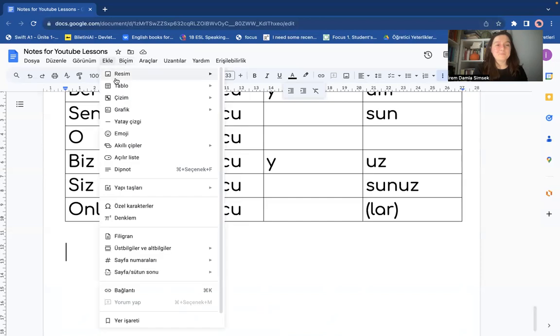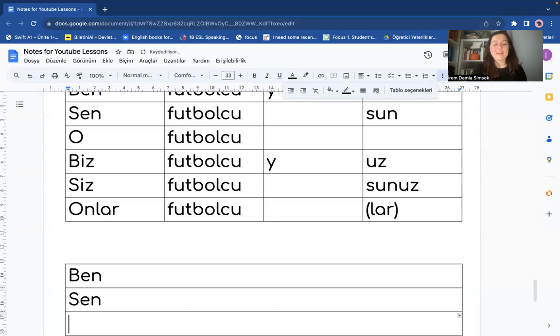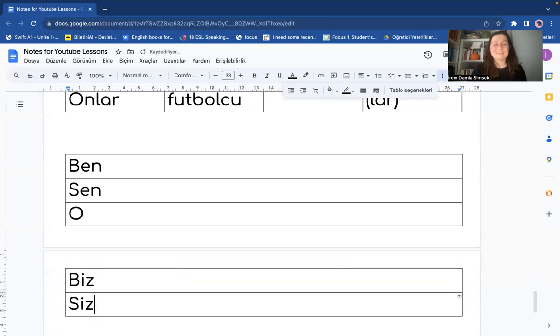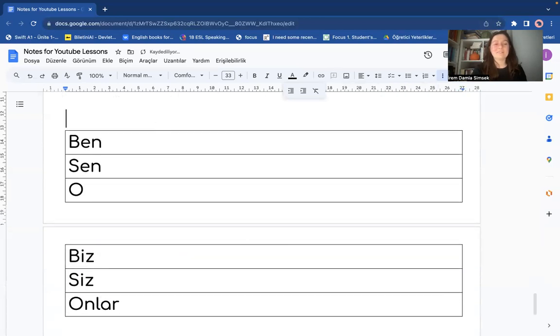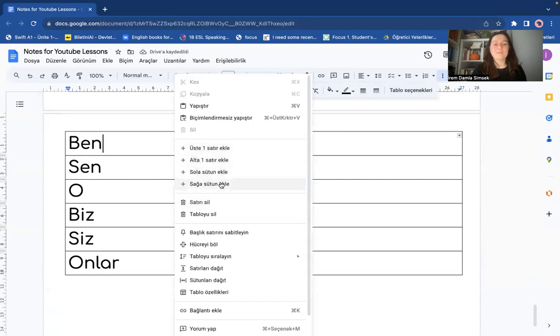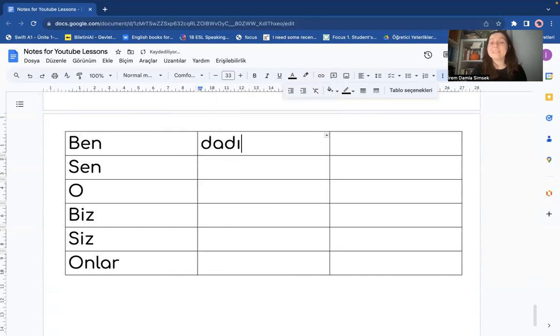Luckily, my husband helped me to find one. Hadi bakalım, repeat after me. Ben, sen, o, biz, siz, onlar. Let's put them here. So the word we will talk about? Nanny. Nanny means dadı, like the person who takes care of your children. This person is called dadı. As you see, it ends with a vowel.